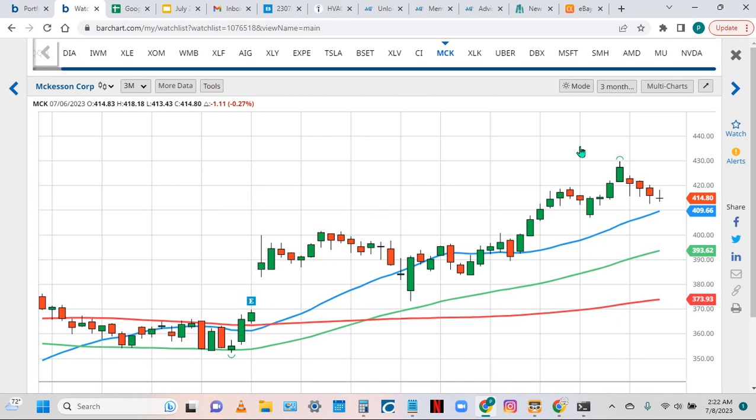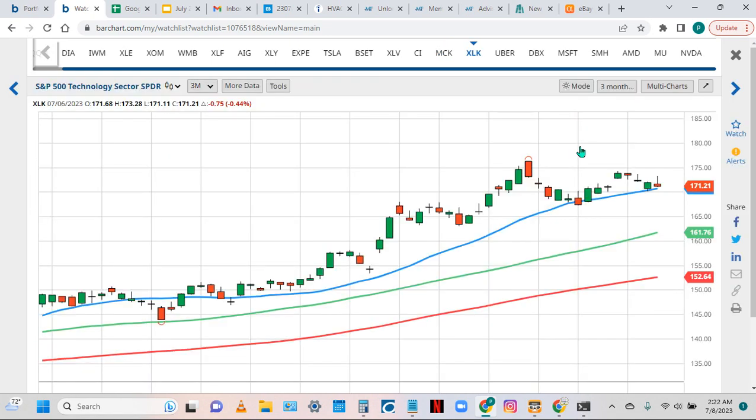McKesson Group, symbol MCK, showing a nice momentum move up, and then losing that momentum this week, with basically a failed breakout. So that is also following the market lower. But it is still in an uptrend. So that's on my list.